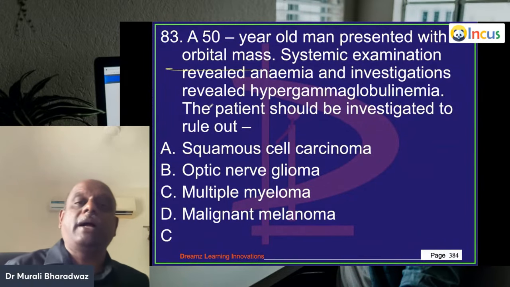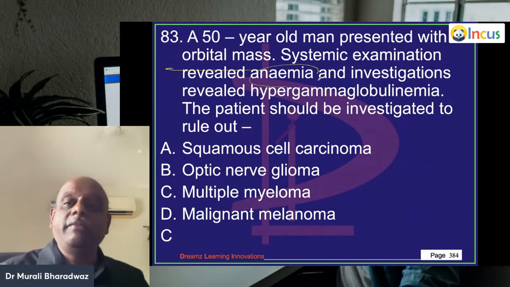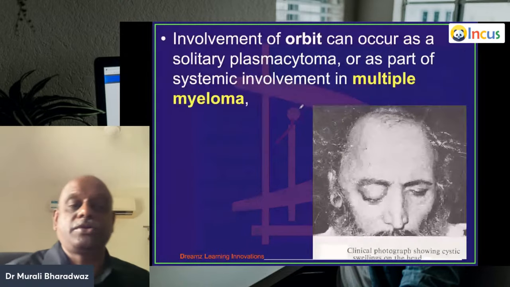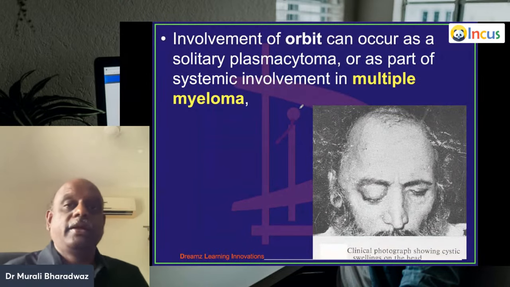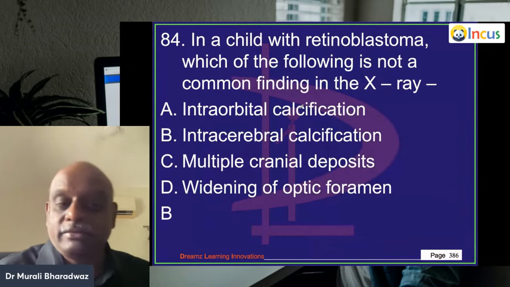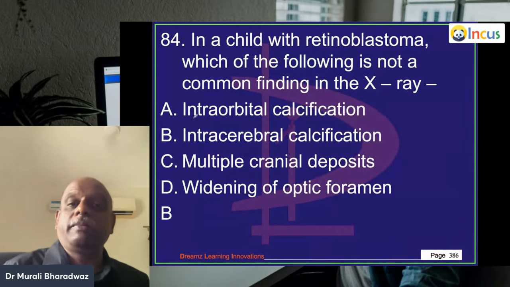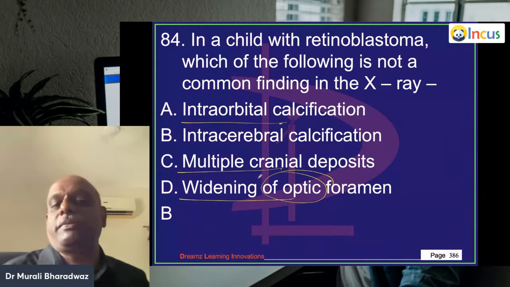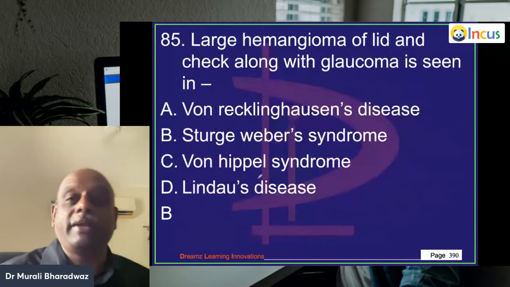50-year-old with orbital mass. Anemia, hypergammaglobulinemia. Think about multiple myeloma. Retinoblastoma, what do you see? Intraorbital calcification, multiple cranial deposits, widening of the optic foramen, they're all the features of retinoblastoma.